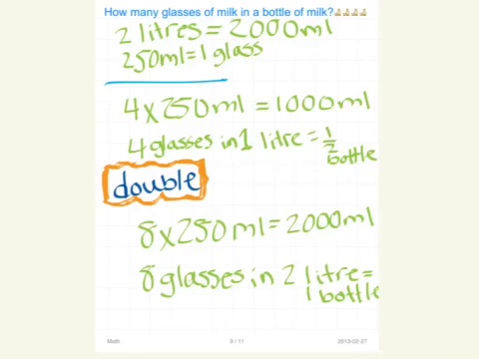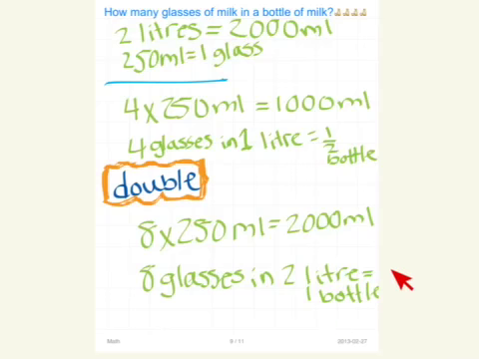Think of it as money. You have $1 and 25 cents. You have 4 quarters, 25 cents each, to equal $1. So 2 liters equals 2,000 milliliters, 250 milliliters equals 1 glass. 4 times 250 milliliters equals 1,000 milliliters, which equals 1 liter. Half a bottle. 8 times 250 milliliters equals 2,000 milliliters. 8 glasses in a 2 liter bottle.